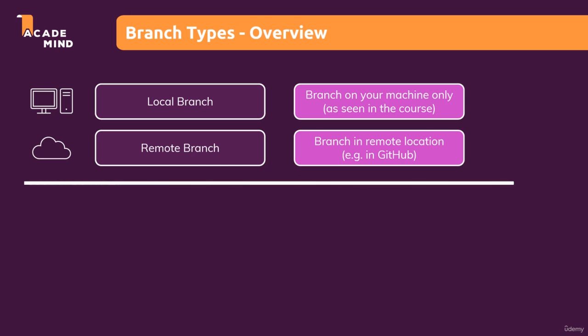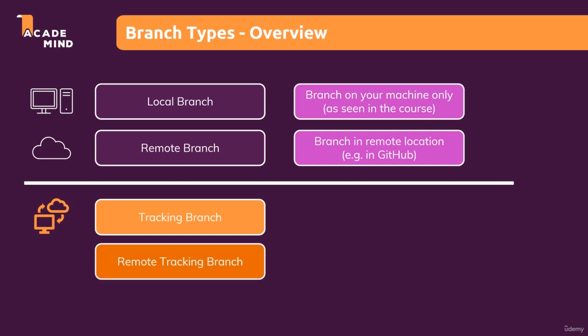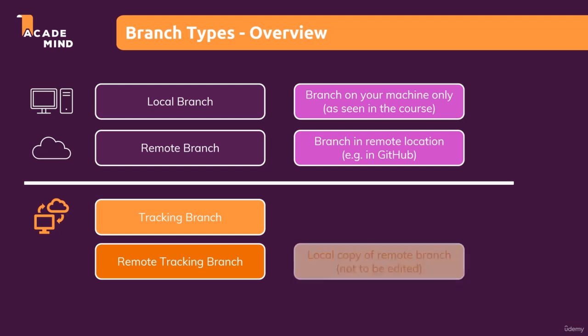Besides these, we have other branch types. These are so-called tracking branches. Tracking branches are all about exchanging information, so to say, between our local branch and the remote branch. We had a look at the remote tracking branch already. This was this red written branch, and this branch is just a local copy of the remote branch and not to be edited. We can, for example, get the latest state of the remote branch into the remote tracking branch with the git fetch command as we saw it.